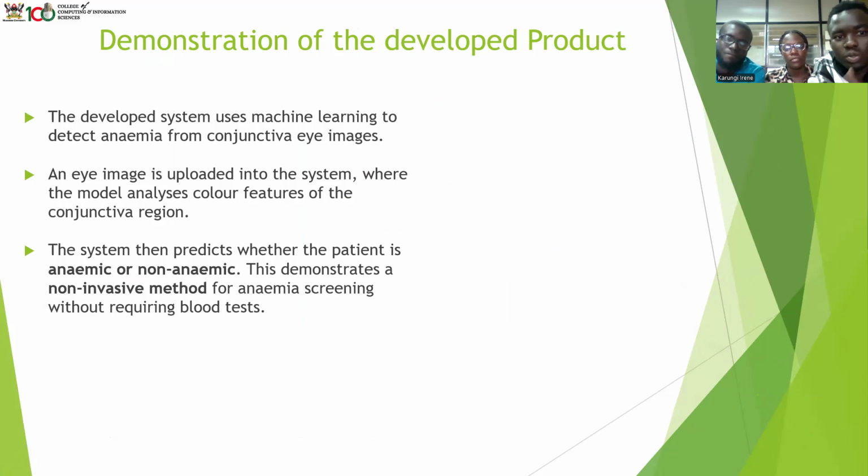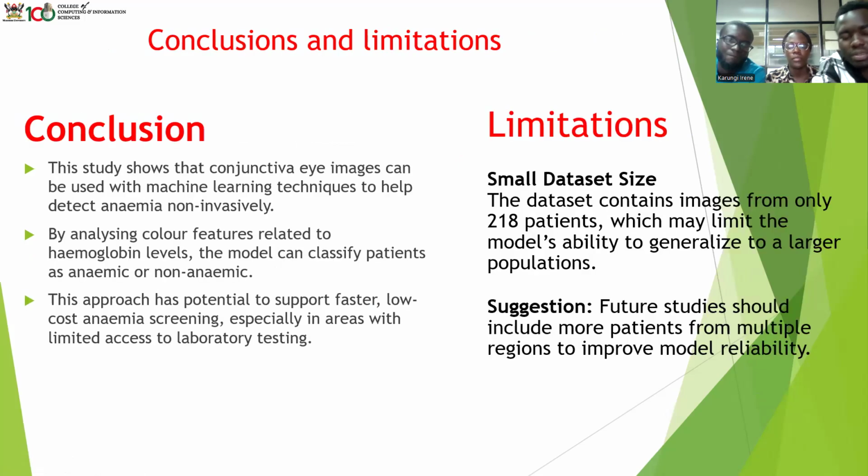Here we are looking at the developed system, which uses machine learning to detect anemia from conjunctiva eye images. If an image is uploaded into the system, the model analyzes it. In the process, we expect you to get results like anemic or non-anemic, thereby reducing the need to use your blood, since using images is better.